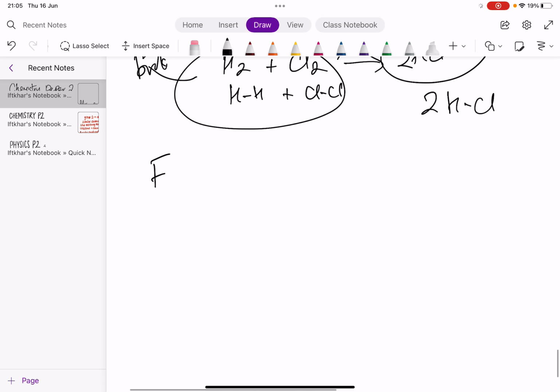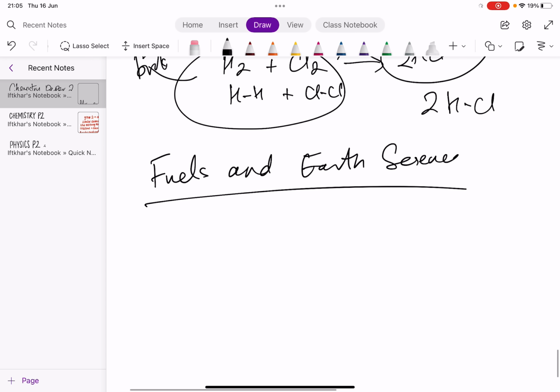So fuels, and this is the last topic for combined higher and combined foundation. In this topic we're going to look at hydrocarbons, crude oil, natural gas, alkanes, combustion, and incomplete combustion and complete combustion. These are some of the main topics.